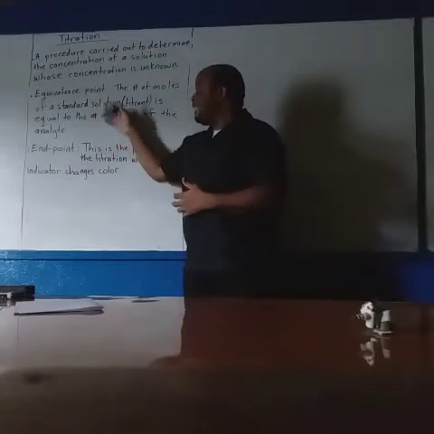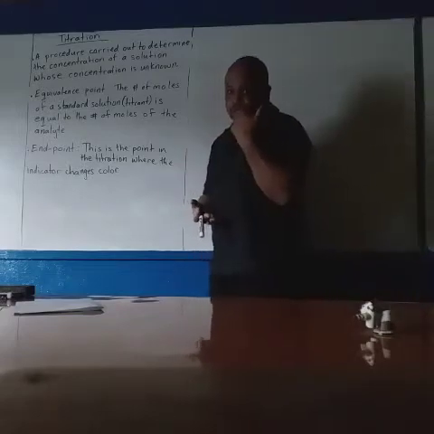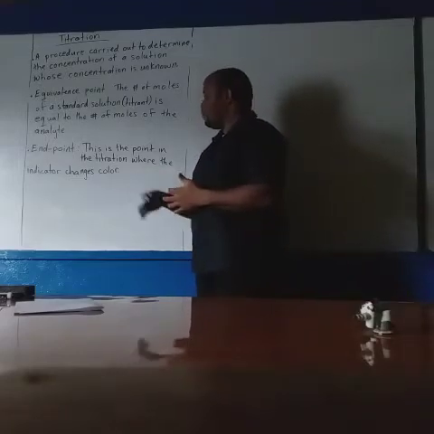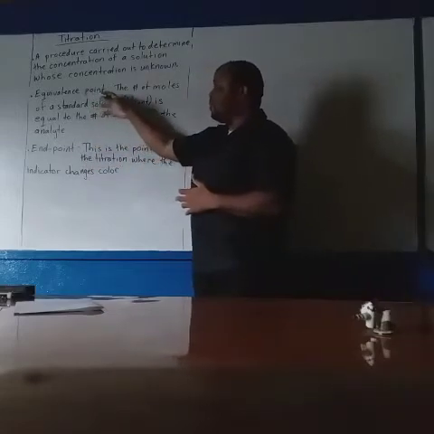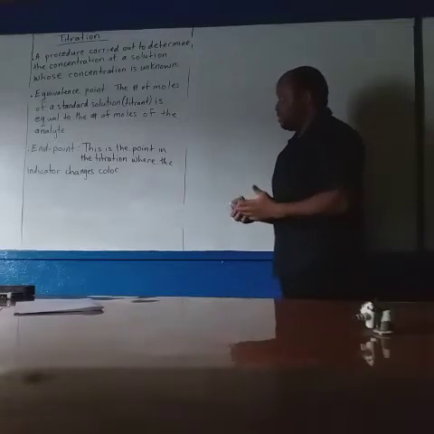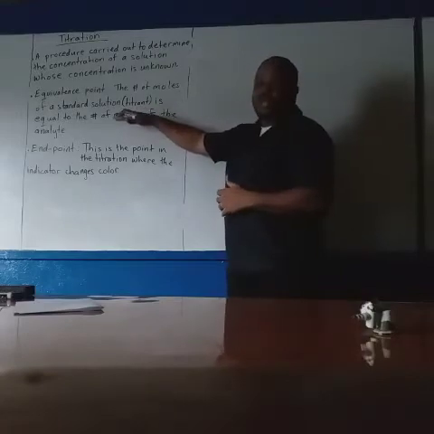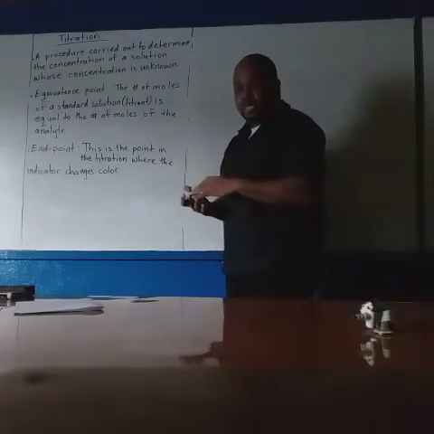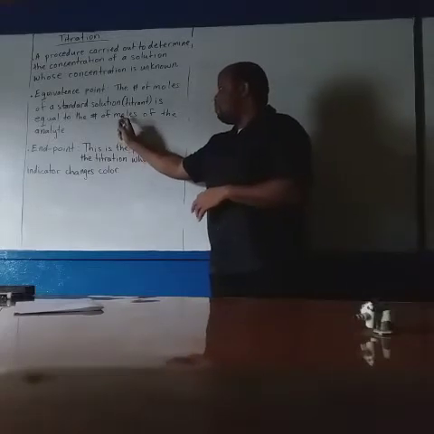Because the end point is telling you that you have reached the equivalence point. So if the end point is far from the equivalence point, then that is not a good indicator to use because the titration would have finished too early. So we choose indicators with end points that are very close to the equivalence point. So when we're doing a titration, the indicator tells us when to stop. It tells us that we have reached our equivalence point. And our equivalence point is telling us that both substances are present in equal numbers in terms of moles.